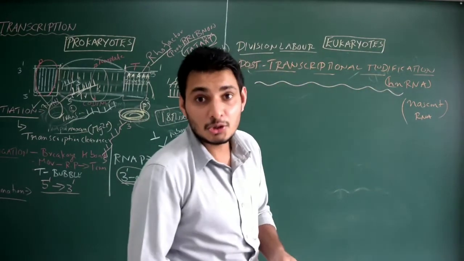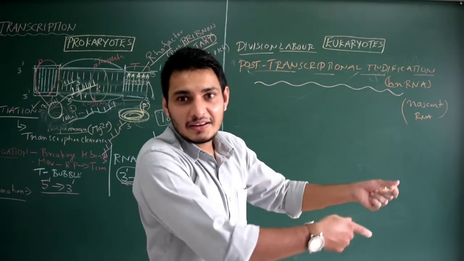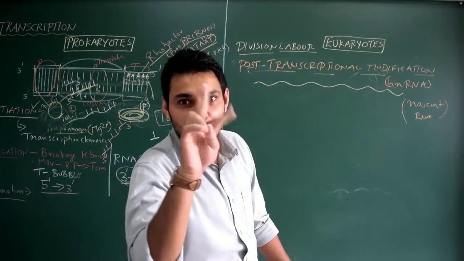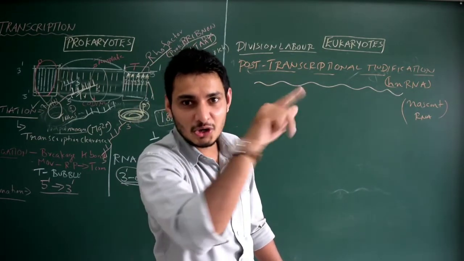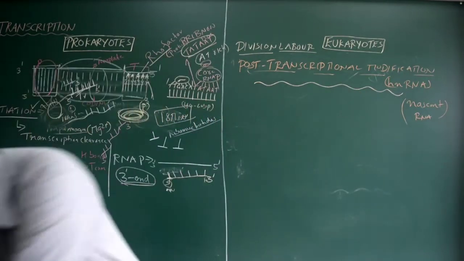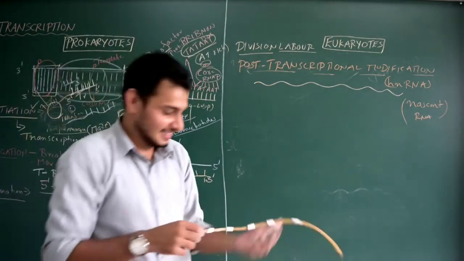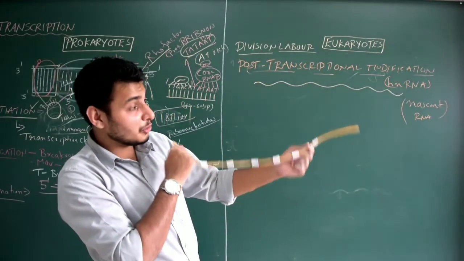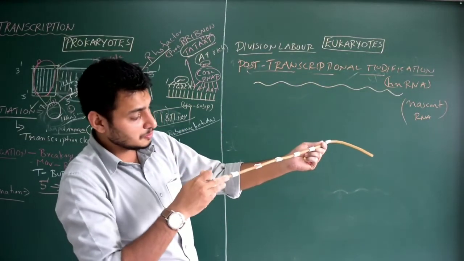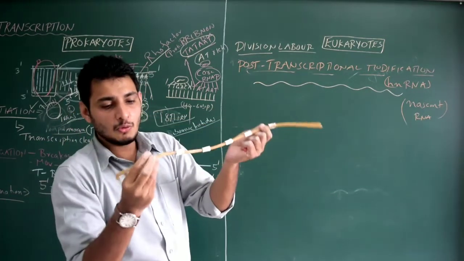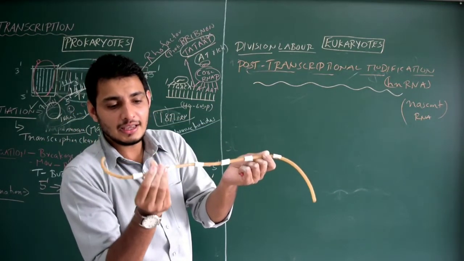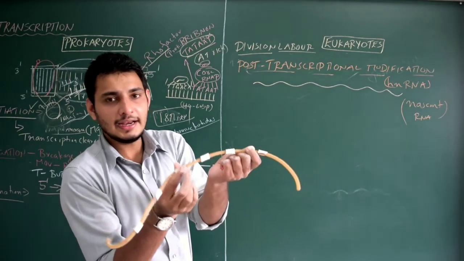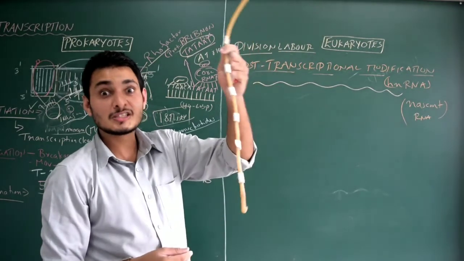What is hnRNA? Heterogeneous nuclear RNA. Heterogeneous means two different things, correct? Exon, intron, exon, intron, exon, intron. I got a model here. Okay, not a model, a pipe. So this is the hnRNA which is now produced from the DNA. See, this portion is called exons. The white color portion is intron, exon, intron, exon, intron, exon, intron. So this is a split gene.